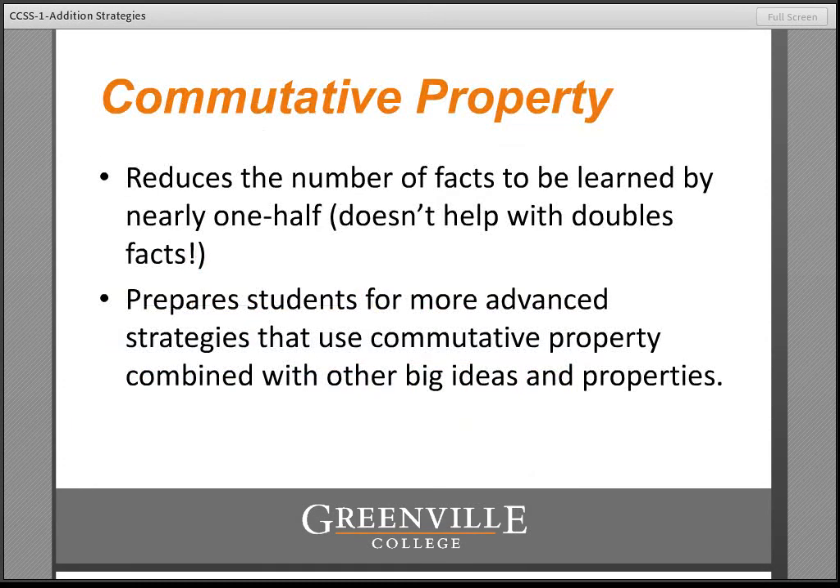The commutative property isn't just a little nice math property of operation to learn about. It's critically important in fluency work because it actually reduces the number of facts to be learned by nearly 1/2. There is no commutative property version of a doubles fact, so it isn't quite 1/2, but pretty close. It also helps to prepare them for some of the more advanced strategies like Make 10, where they're pulling numbers apart, recombining them in different orders. They really have to have the commutative property down pat before they're able to do that.